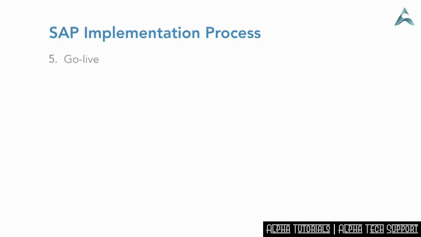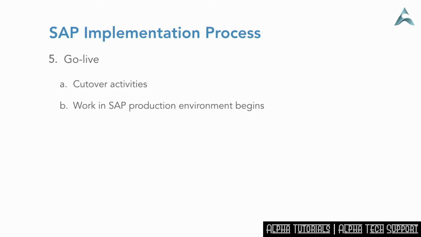The fifth step is go live. This is when all cutover activities, basically switching from old systems to SAP, happen. At this point, end users start using the SAP production environment daily for their work.